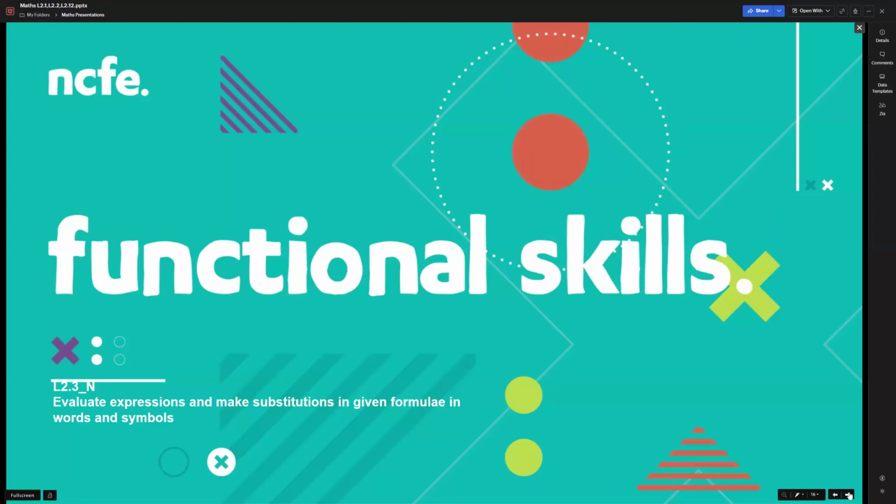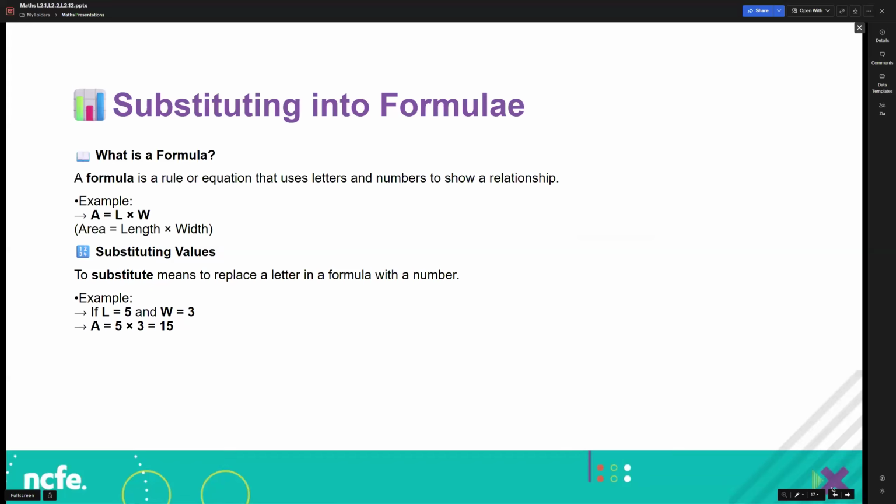Okay, so now we're going to look at evaluating expressions and making substitutions in given formulae in words and symbols. So we're going to be discussing kind of any formula you might need to know for the exam, and just manipulating letters and substituting with numbers so that we can get the right answer.